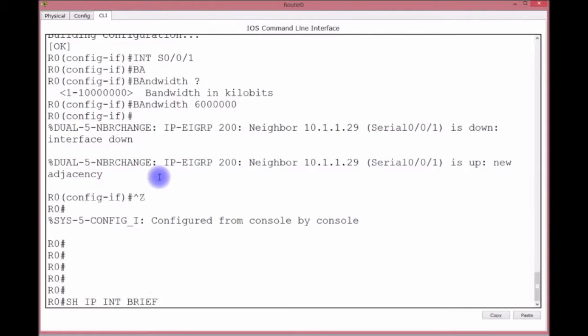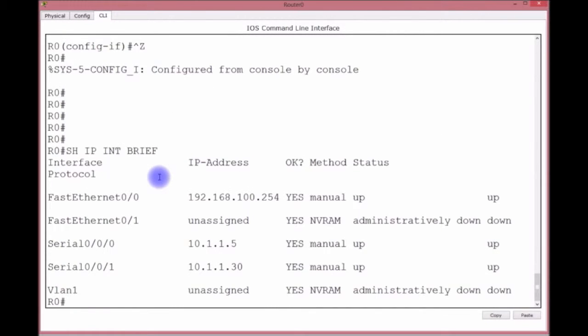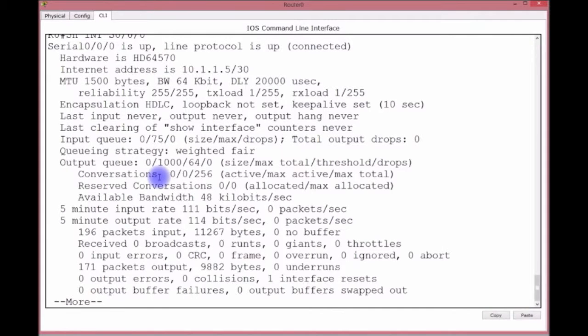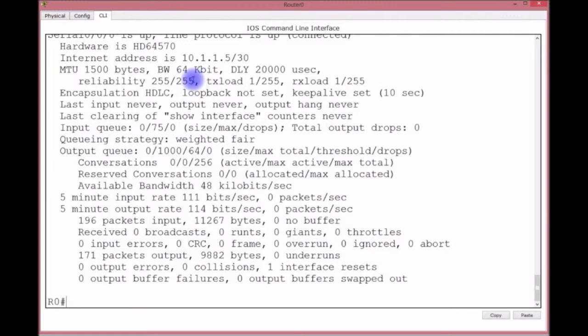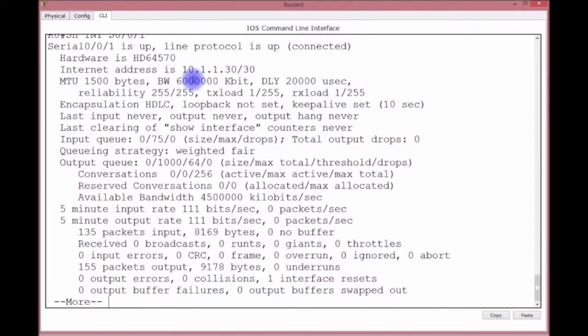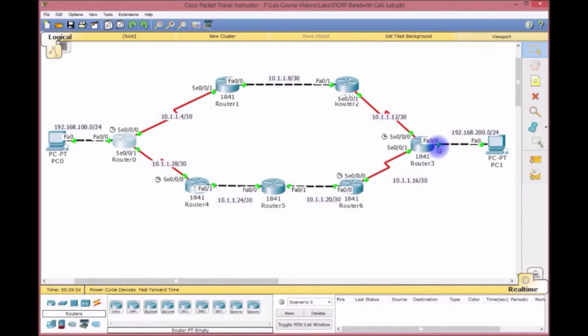So if we do that, show IP interface brief, make sure there are interfaces, because sometimes the Packet Tracer gets a little whatever, and both sides. Okay, so both sides are up, but just to look at the interface, show interface S0/0/0, you can now see that the bandwidth is 64 kilobits, and the other one, S0/0/1, is 6 million. Okay, so let's go ahead and do the same thing for this.